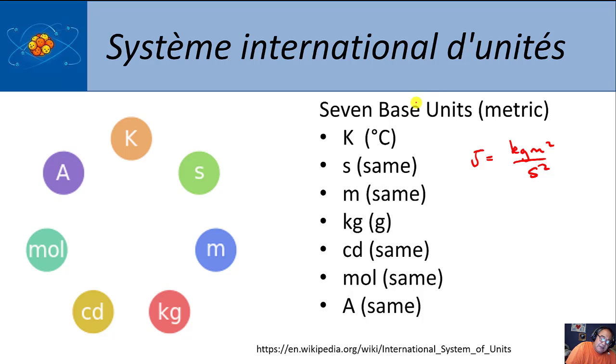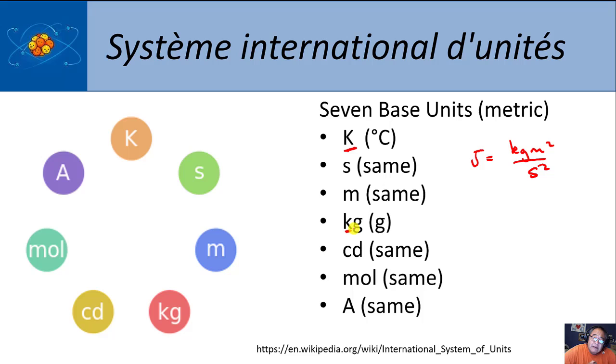K is the unit for temperature. Not to be confused with this K, okay? That's Kelvin. There's no degree symbol, so we say it's, for example, 300 Kelvin. We don't say degrees Kelvin typically. Although, if you say it, most people don't really care. And then in the metric system, that would be degrees Celsius.